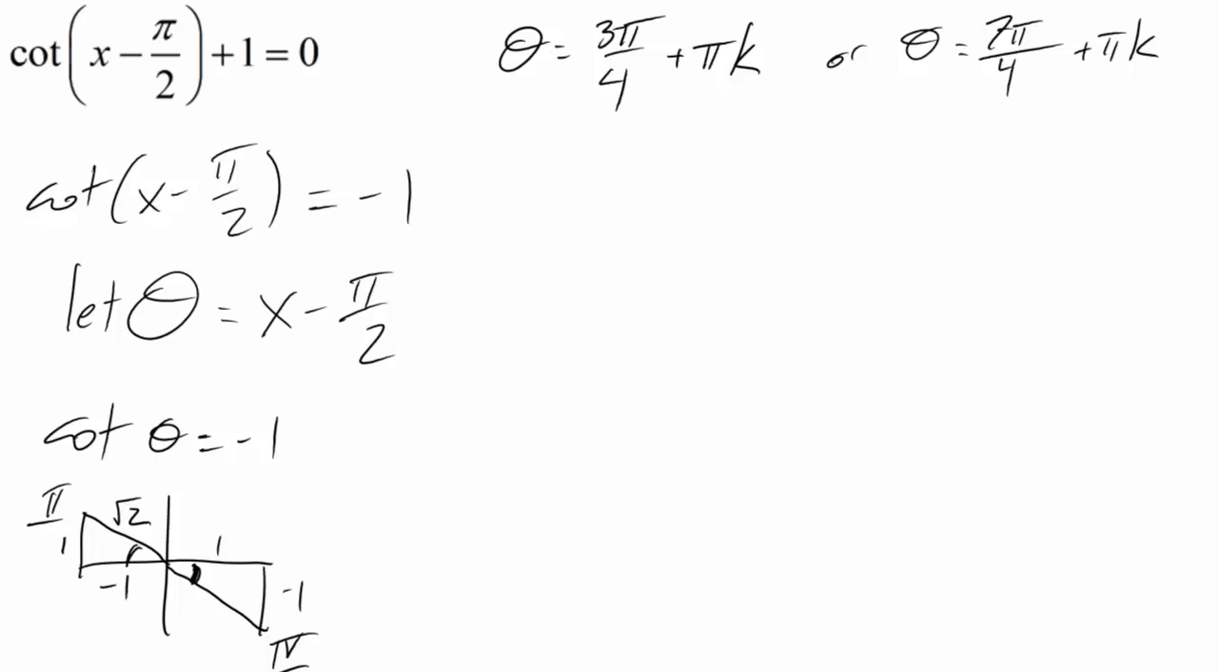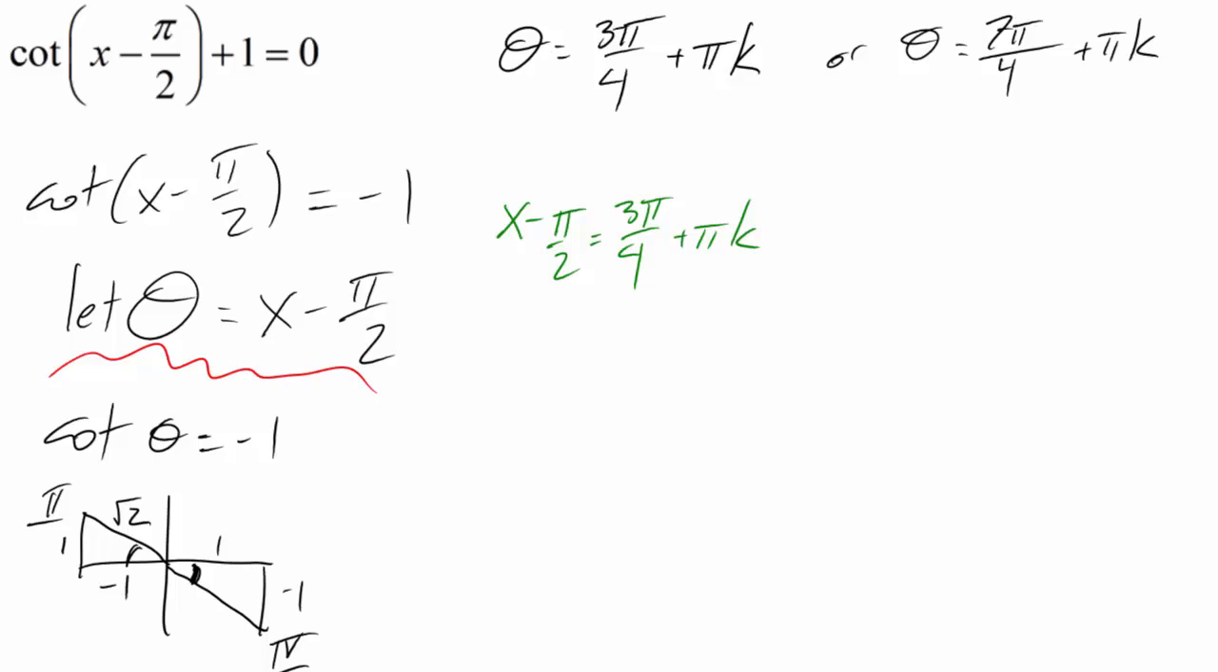So now back here, we told ourselves, for visualization purposes, theta was going to be equal to x minus pi over 2. So we're just going to undo that substitution. So for the first part here, we've got our x minus pi over 2 to equal 3 pi over 4 plus pi k. Remember, we're always going to add that plus period times k, whether that's pi or 2 pi k, as soon as we get rid of that trig function from our equation.